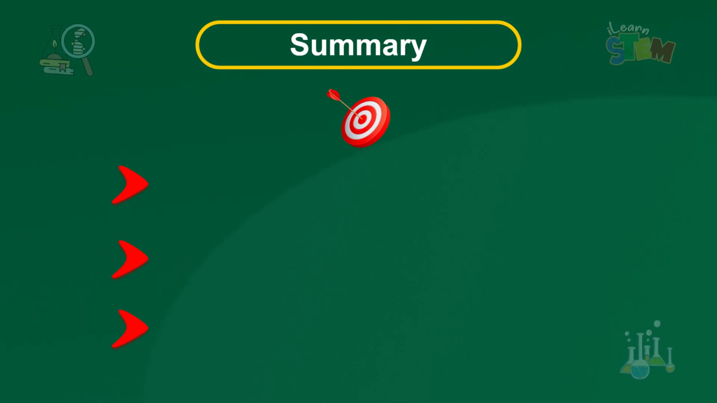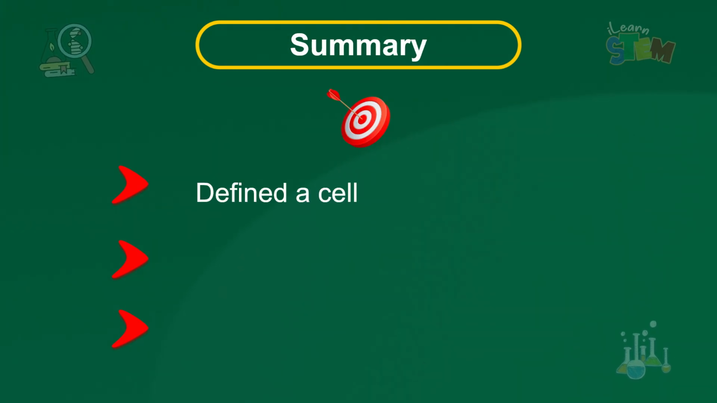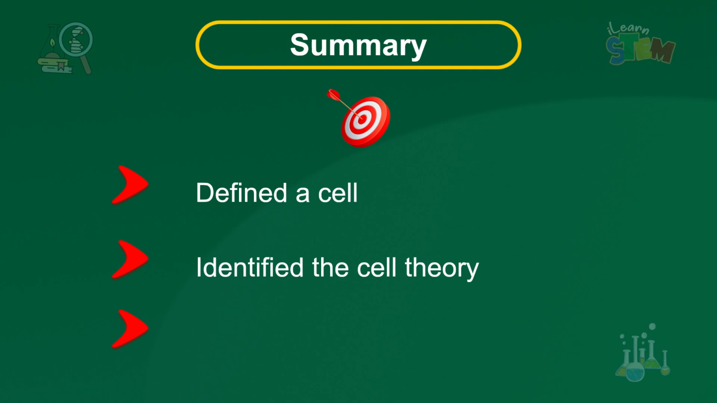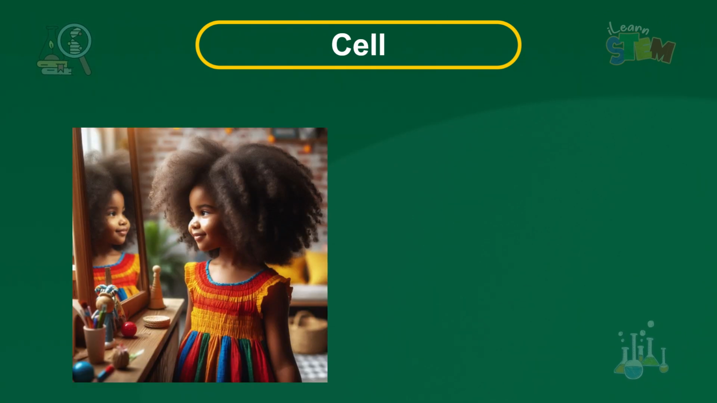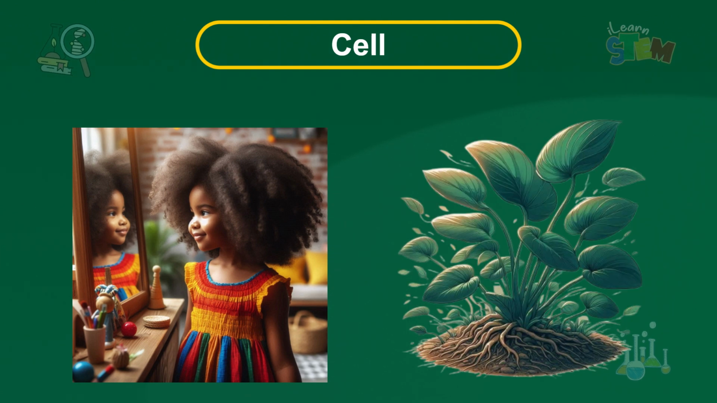Let's recap. Today we defined a cell. Identified the cell theory. Differentiated between animal and plant cell. That's amazing. Remember, the next time you look in the mirror or see a plant swaying in the breeze, you're looking at the incredible work of cells in action.